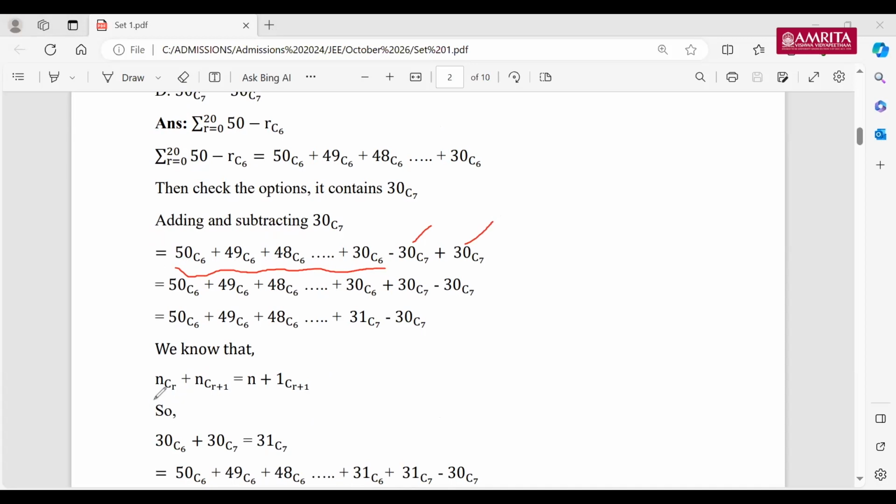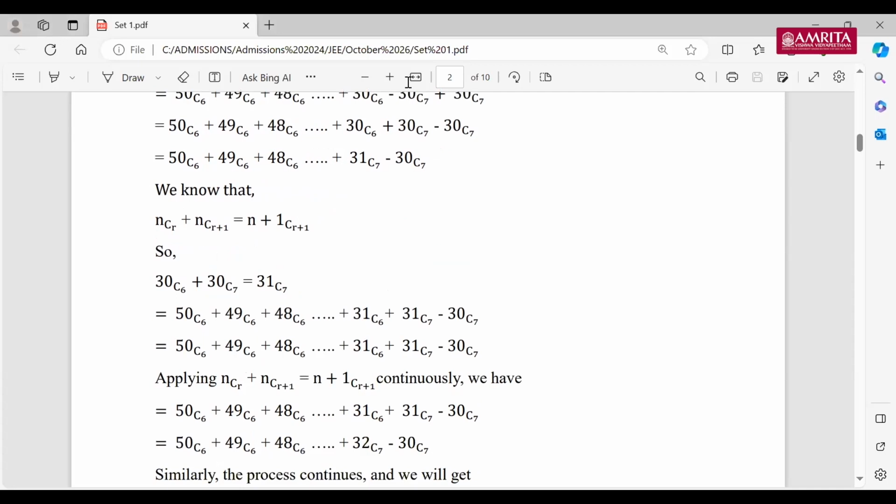So here, you need to utilize the formula that you have studied: nCr plus nCr+1 is equal to n+1Cr+1. So 30C6 plus 30C7 is equal to 31C7. This is nCr, this is nCr+1, so this is equal to 31C7. You need to have an idea of how you are going to apply whatever you have studied. So here we are planning to solve this question using the formula nCr plus nCr+1 is equal to n+1Cr+1, and I got 30C6 plus 30C7 is equal to 31C7.